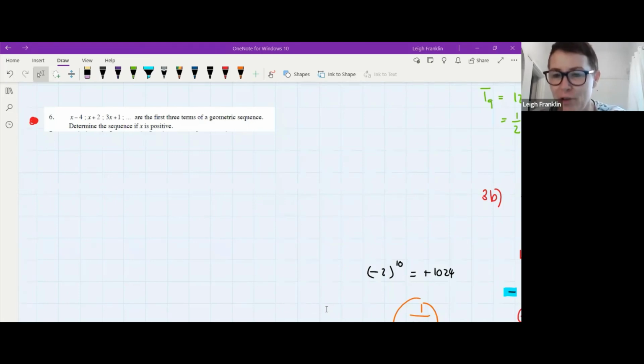Okay, Luke, thank you for your answer. All right, remember the question said determine the sequence if X is positive. Like Koseko was asking us in the previous question, there is a restriction here. So what would you need to do with one of your answers, Luke?